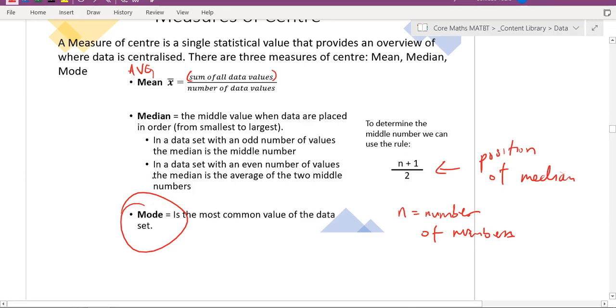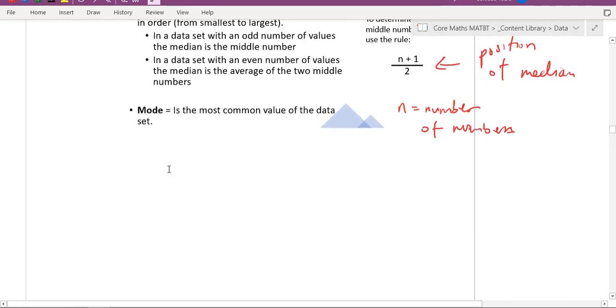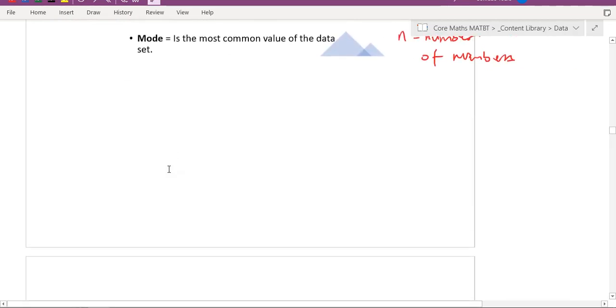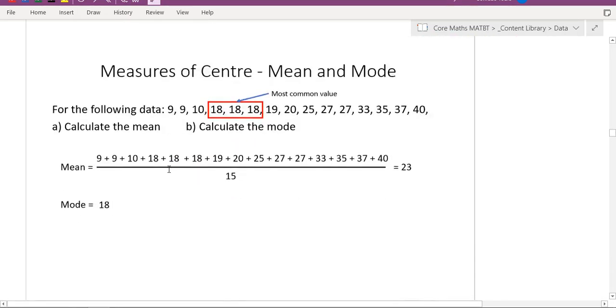And mode's really easy. It's just the one that appears the most, or the most frequent number. By numbers and numbers, you mean total? Not the total, just how many numbers there are in that. Yeah, so when you say total, you're probably referring to adding everything together. But when I say number of numbers, it's just how many numbers do you have. That's what it refers to. All right, let's move on. And mode, again, easy, just the most frequent number.